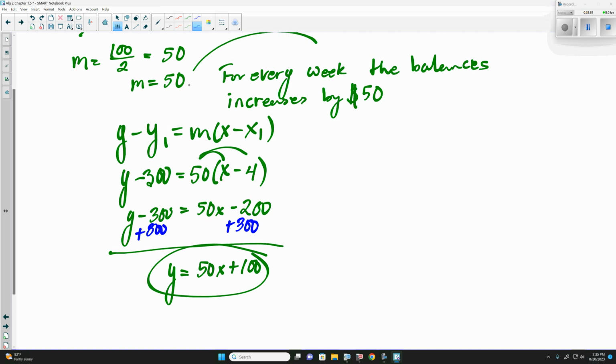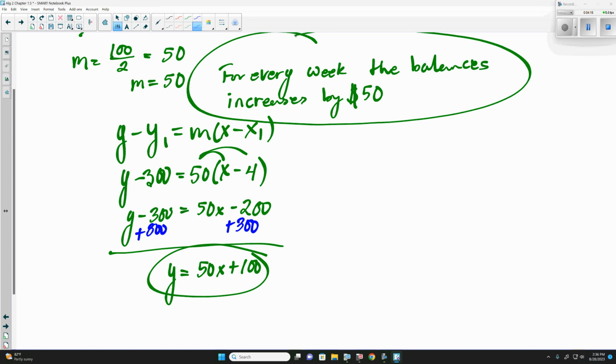So the two answers, parts of the answers, one, for every week the balance increases by 50. That's interpreting the slope. The equation we want for our answer is y is equal to 50x plus 100. So we need both of those. For 3 through 8, there's 2 answers. We need both. Questions on any of this here?